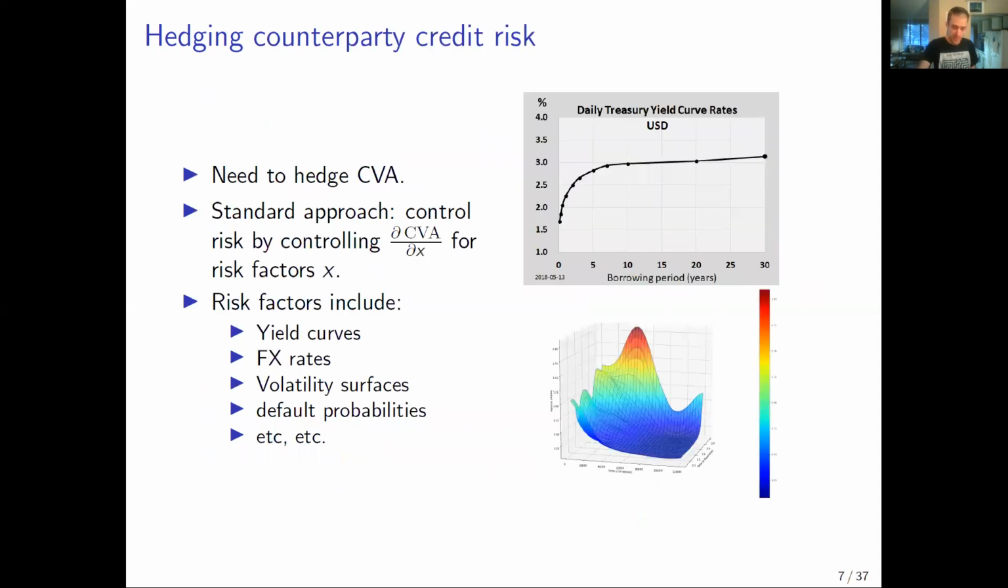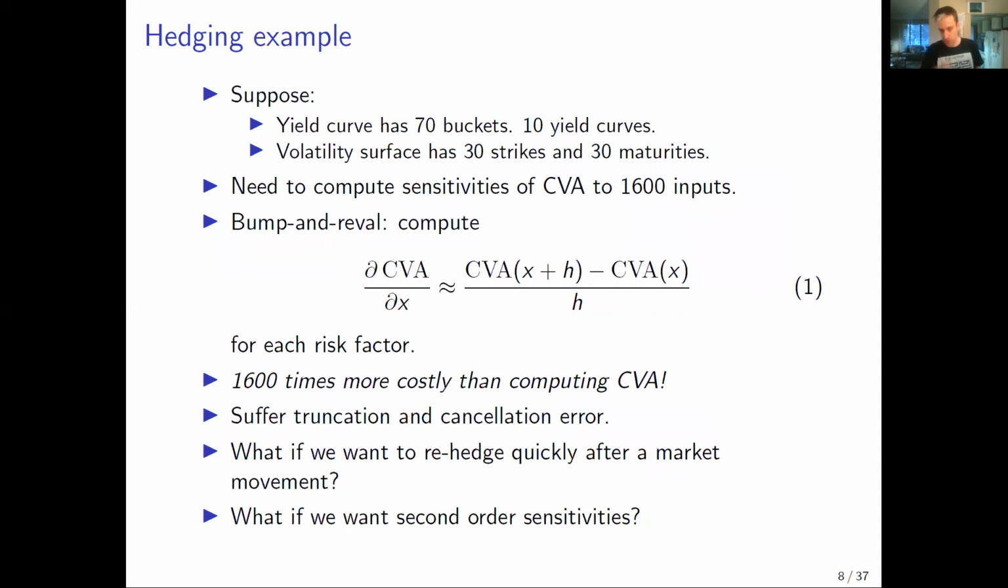Now, suppose that we take the approach described in this previous slide, and we want to compute partial derivatives with respect to these market risk factors. Well, we're going to need to compute something like 1,600 partial derivatives to know how we need to hedge our CVA, because we have 1,600 market inputs here.